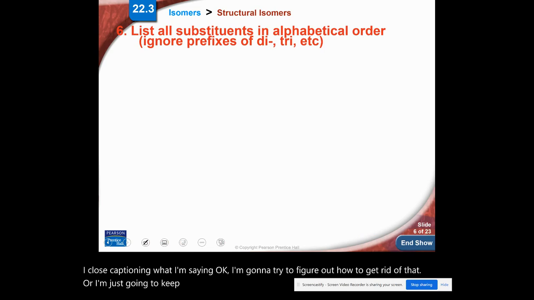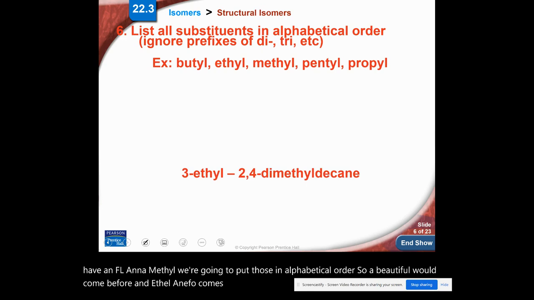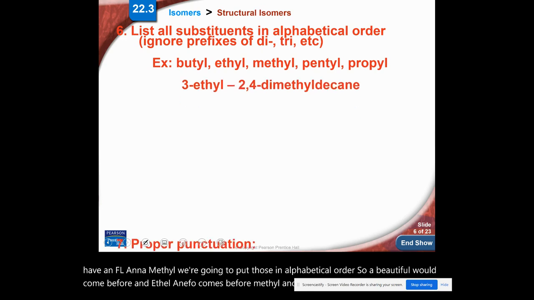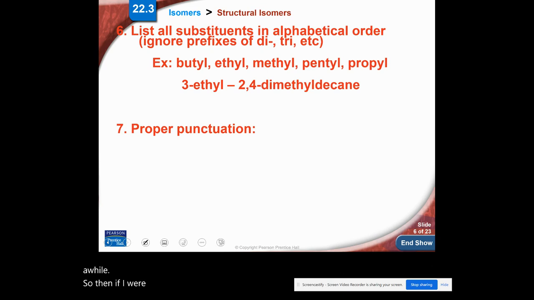All right, so let's list. If I have different substituents, like let's say I have an ethyl and a methyl, we're going to put those in alphabetical order. So a butyl would come before an ethyl, which comes before methyl, and these become tongue twisters after a while. So then if I were to do 3-ethyl-2,4-dimethyldecane, that's so tricky.